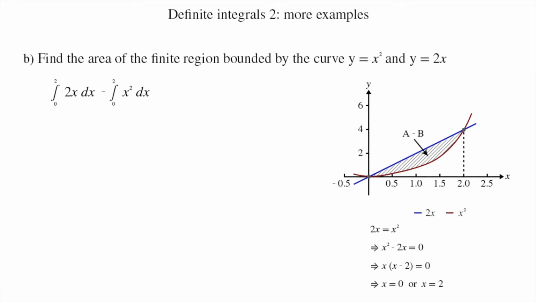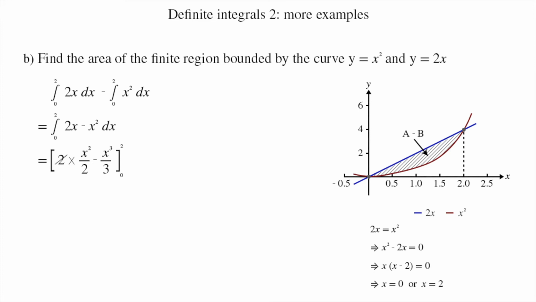But since integration is linear, and the limits are the same in both integrals, we can rewrite this integral as the integral from 0 to 2 of 2x minus x squared dx. So let's now evaluate this integral. We have 2 times x squared over 2 minus x cubed over 3 between 0 and 2.